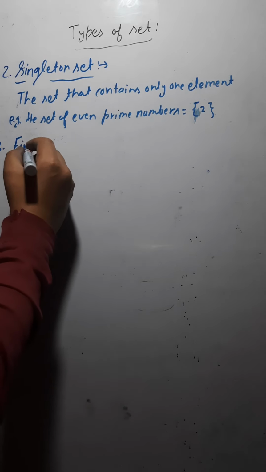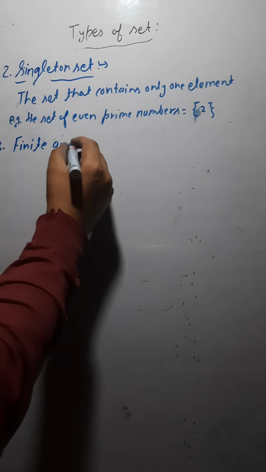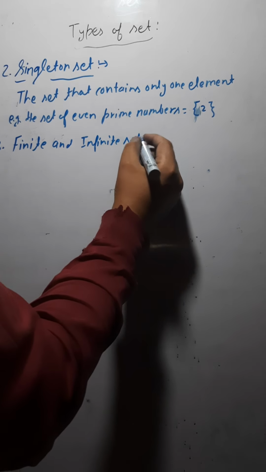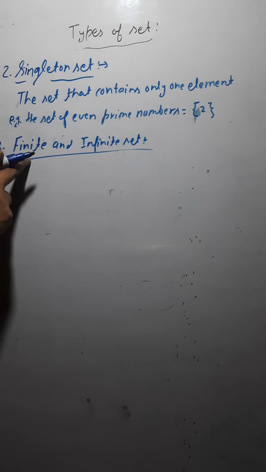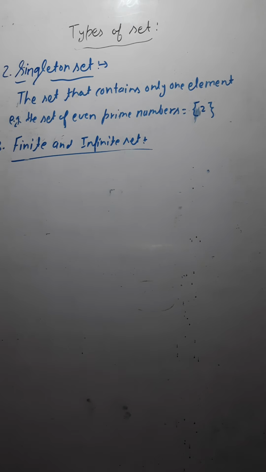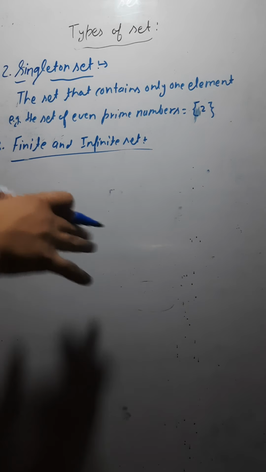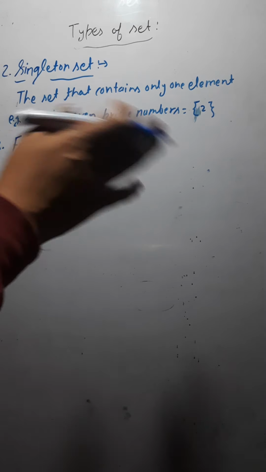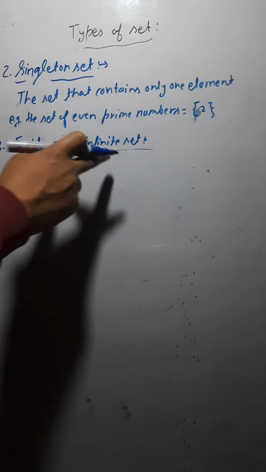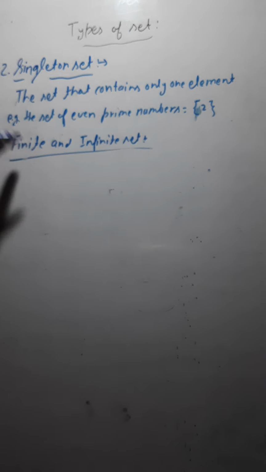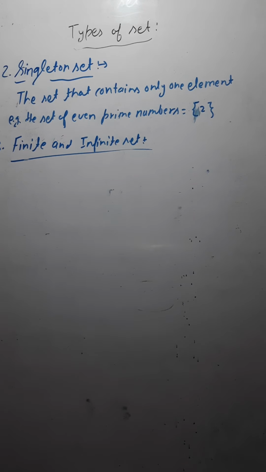So second one, just write the next one, finite and infinite set. As the name suggests, finite means the set having a finite or fixed number of elements, and the set which is having infinite elements, which is not having a fixed number of elements, would be known as the infinite set, and the set which is having a fixed number of elements would be known as the finite set. Okay, just write down the set which has a finite number of elements right there.